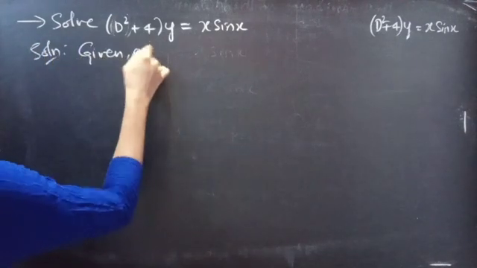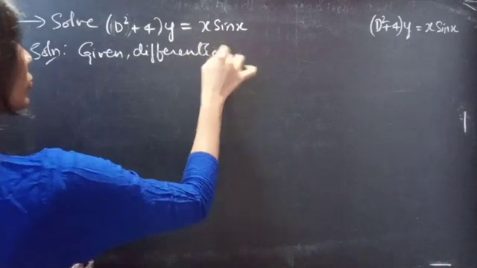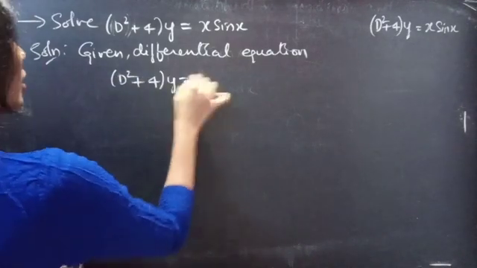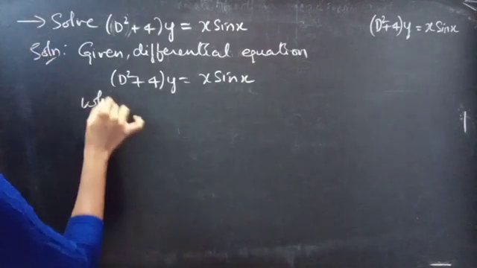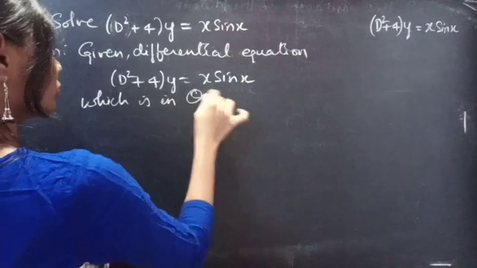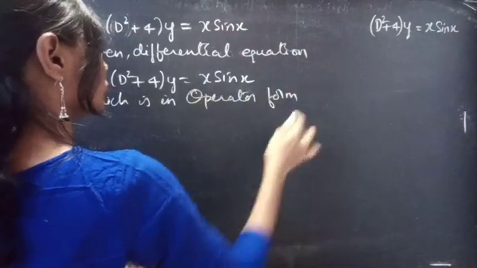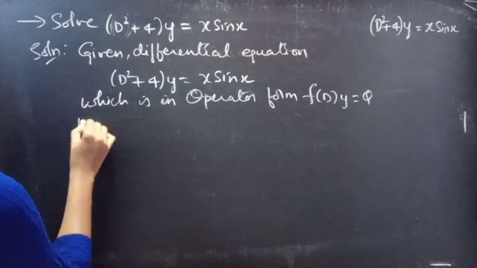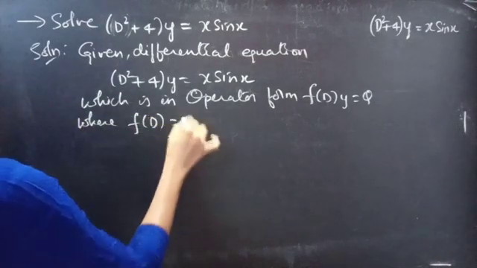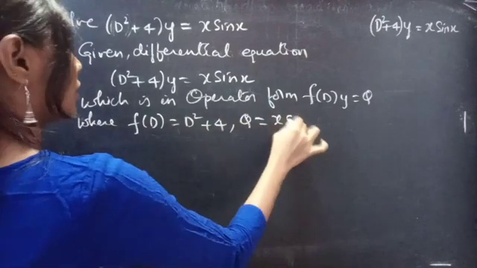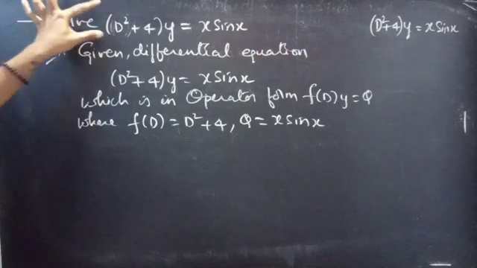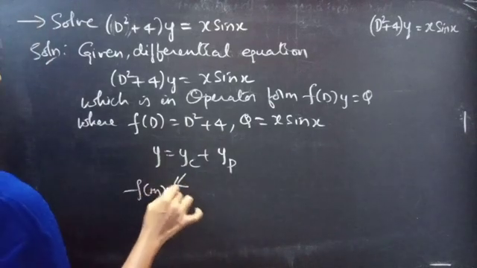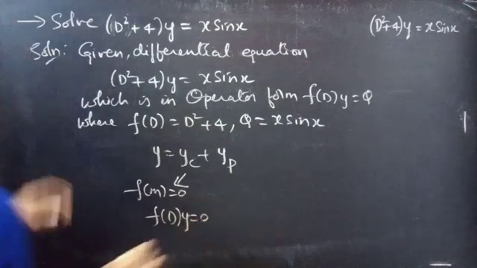We are given a differential equation (D² + 4)y = x sin x, which is in operator form, f(D)y = Q, right? Where f(D) = D² + 4 and Q = x sin x. Now we need to find the general solution to the given equation, which is given by y = yc + yp.